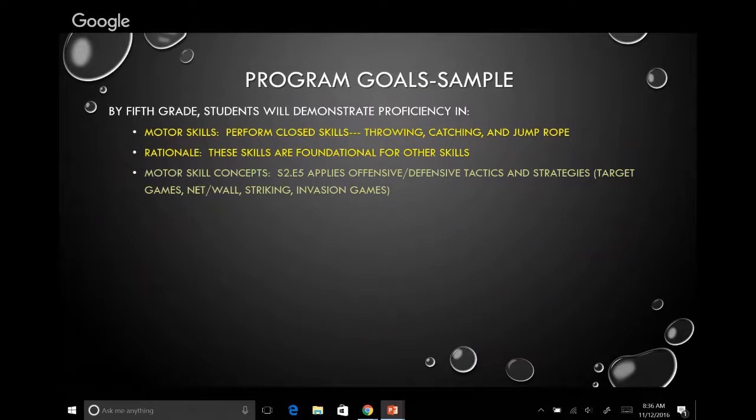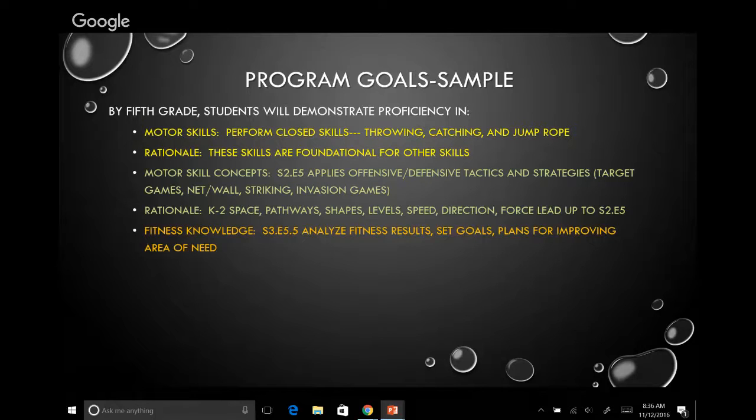And then for the motor skill concept piece, they decided that offensive and defensive tactics and strategies would encompass a lot of content. So target games, net wall, striking, invasion. So it would go through the entire year. And with K2 students, space, pathways, levels, shapes, speed, direction, force, all lead up to the content and even locomotor skills that would go into that tactics and strategies for the upper grade kids.